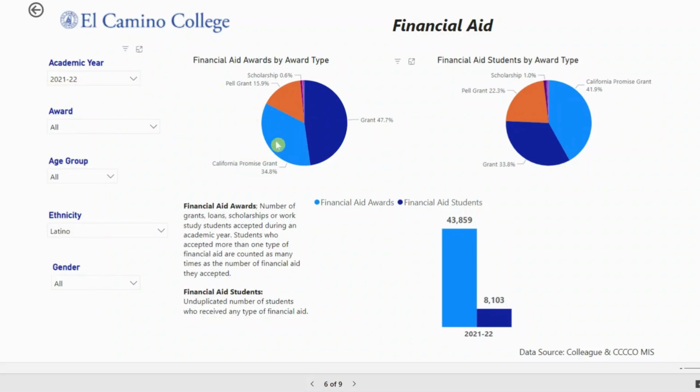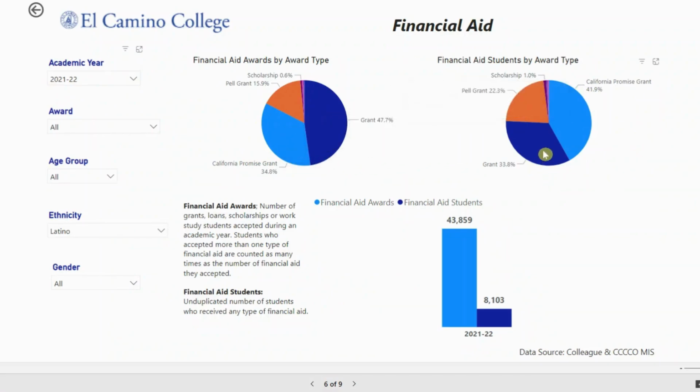2021-22. If you hover over the California Promise Grant in the first pie chart, you will get that 15,275 California Promise Grants were awarded to Latino students in 2021-22, and that this count of California Promise Grants represents 34.83% of the total number of awards granted to Latino students during the 2021-22 year.